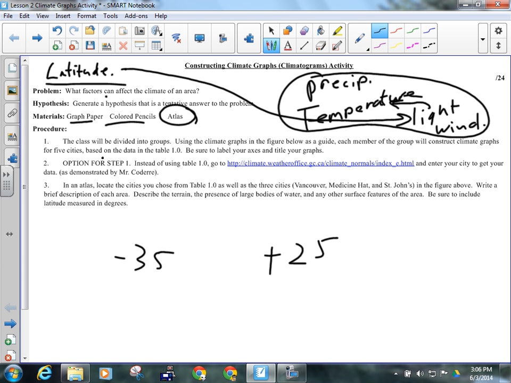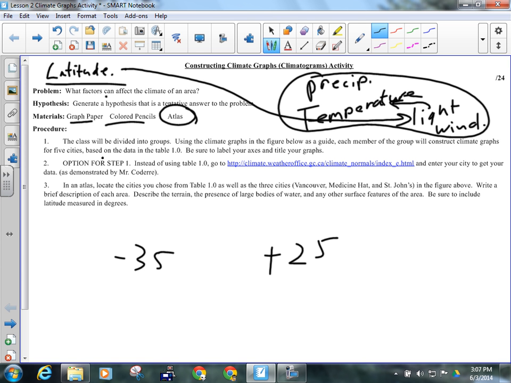Whatever you do with your scale, you've got to make sure you can fit 60 degrees on it. Start with minus 35 at the bottom, 0 will be somewhere in the middle, and then go positive from there. Does that make sense? Once your group has found that, then it's just a matter of time-consuming drawing out graphs. I know that sucks, but that's what we're doing.